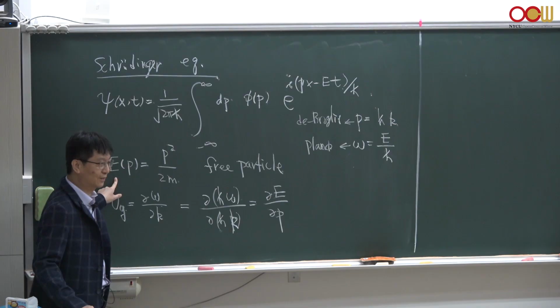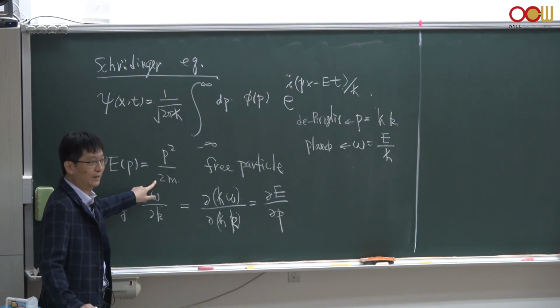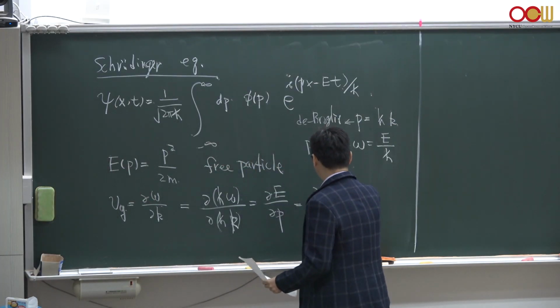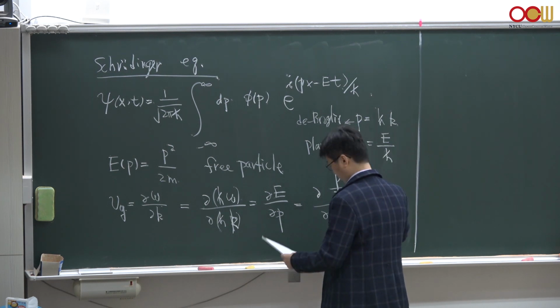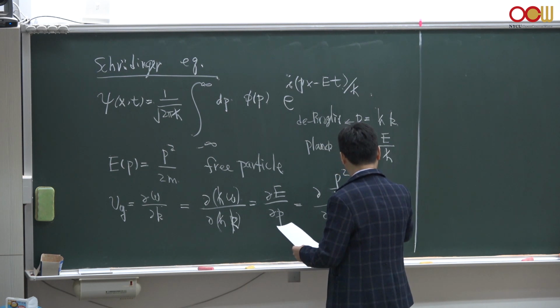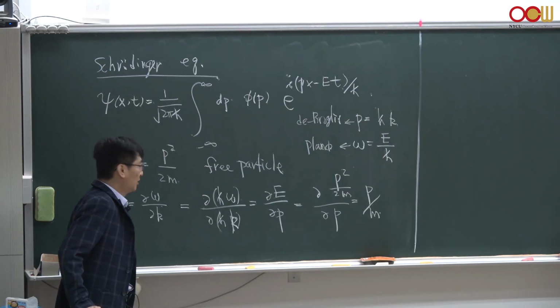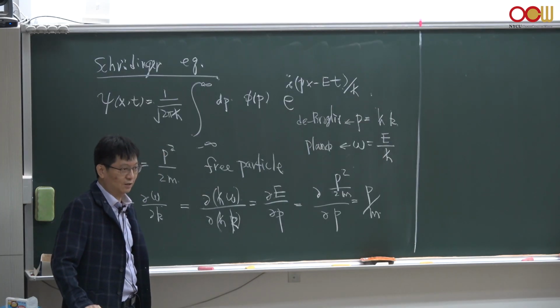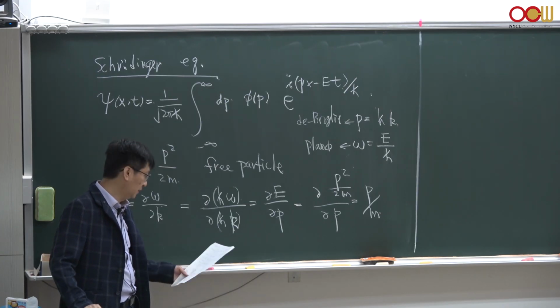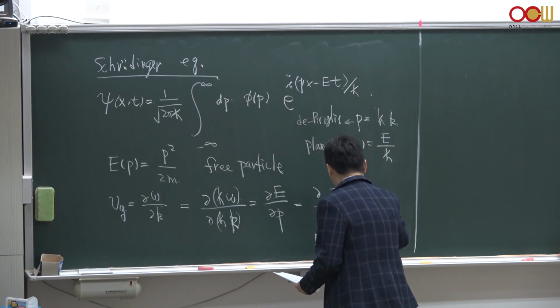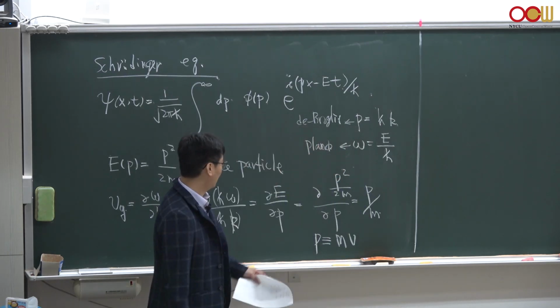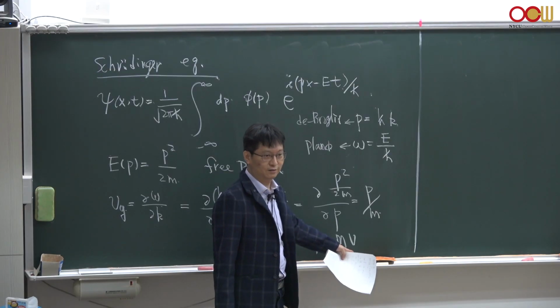Well, for a free particle, it is given by p squared over 2m. So this is the partial of p squared over 2m with respect to p, which is what? p over m. What is the ratio between momentum and the mass of your particle? In classical mechanics, this is precisely the meaning of the velocity, right? p is defined as m times velocity v, and p over m has the meaning of velocity.